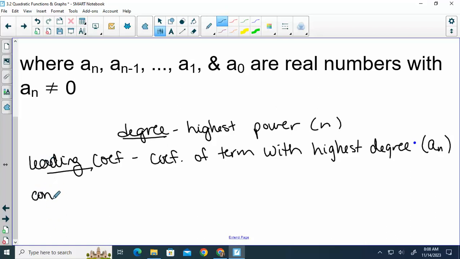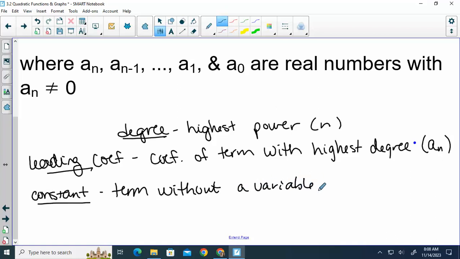The constant is the term without a variable. In this example, it's a sub 0. There was no x written with that one.